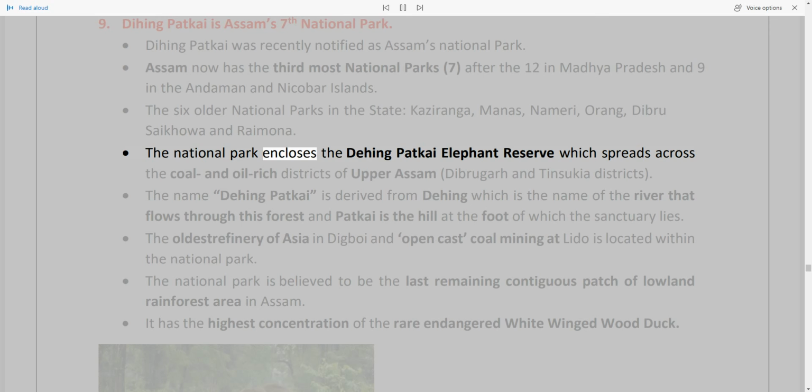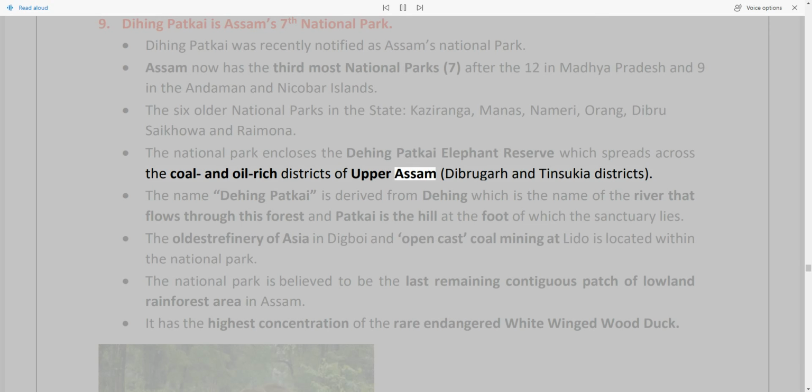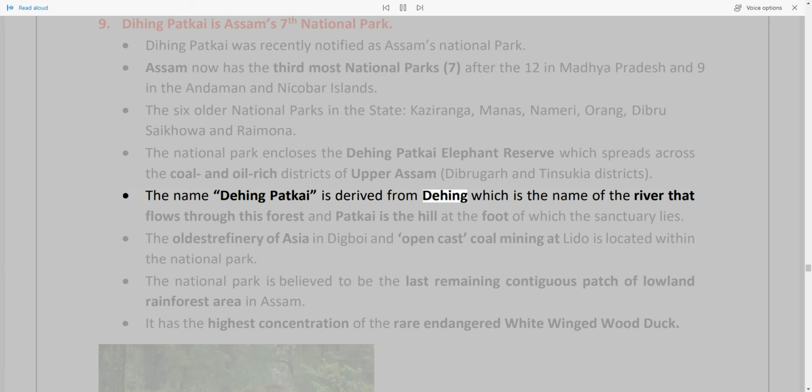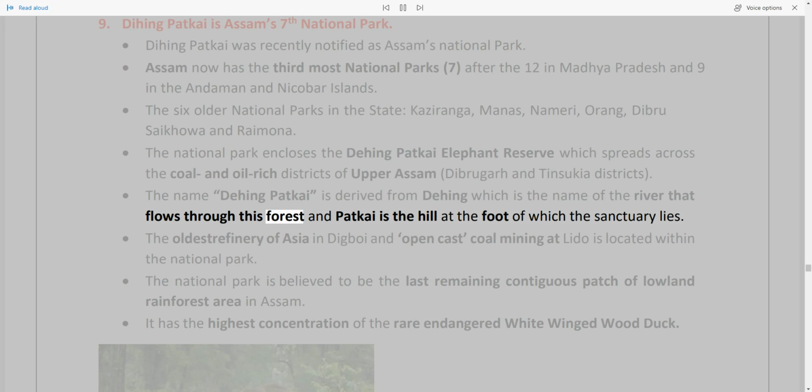The national park encloses the Dihing Patkai Elephant Reserve, which spreads across the coal and oil-rich districts of Upper Assam, Dibrugarh and Tinsukia districts. The name Dihing Patkai is derived from Dihing, which is the name of the river that flows through this forest, and Patkai is the hill at the foot of which the sanctuary lies.